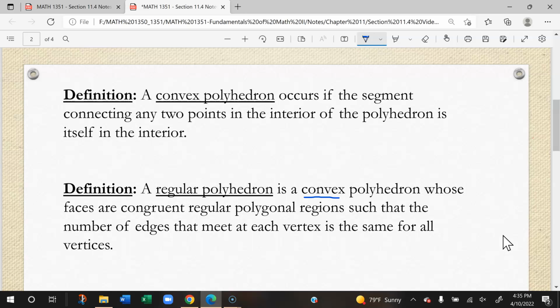It doesn't cave inside. So a regular polyhedron is a convex polyhedron whose faces are congruent regular polygon regions such that the number of edges that meet at each vertex is the same for all vertices. So that means that we have the same number of edges at each vertex.